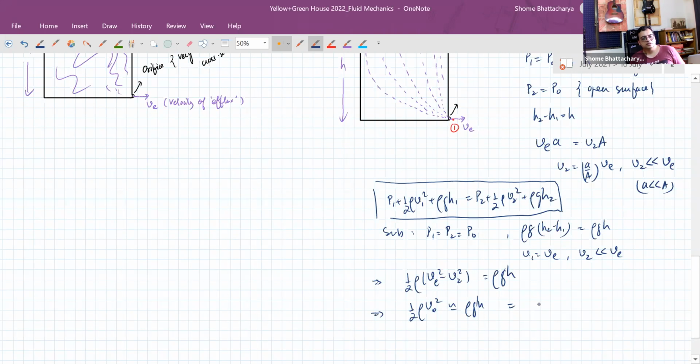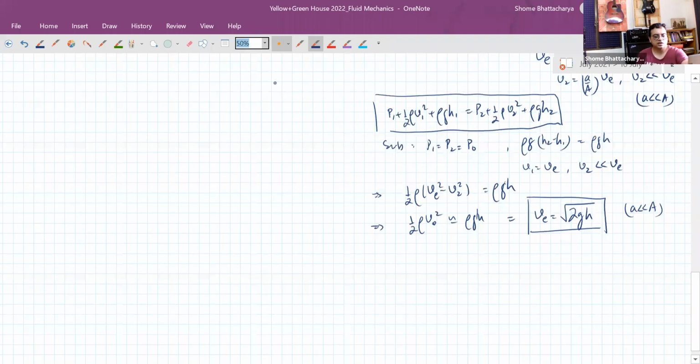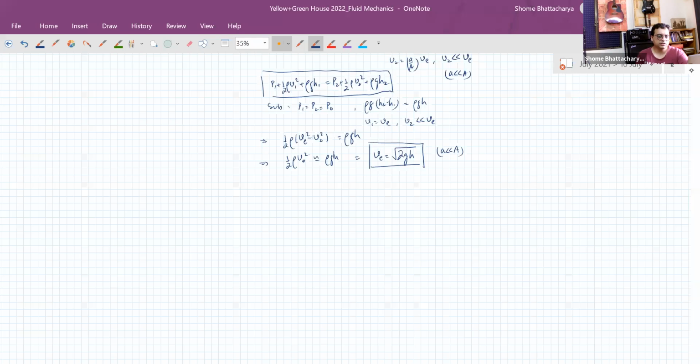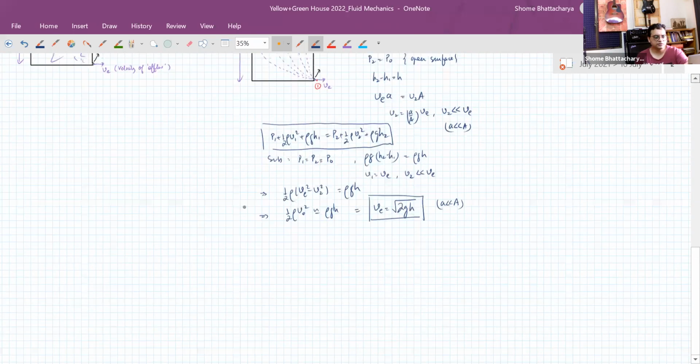It gives us a very interesting result, that the efflux speed is like a free fall speed through a height h, where h is the level of liquid inside the tank. But this is of course subject to the condition that the area of cross section is very small compared to the area of the tank. So it's a small orifice. This cannot be the value for a large opening or an opening such that the area of cross section is comparable in area to the area of the tank itself.